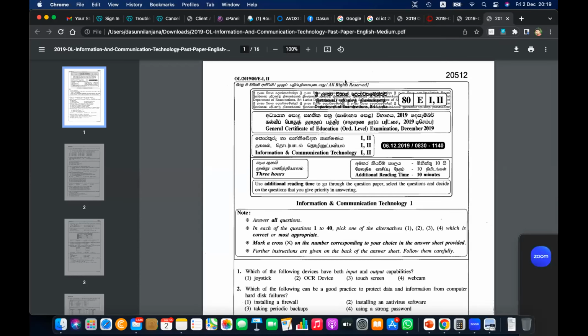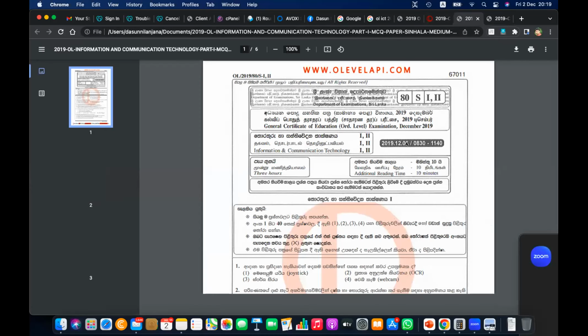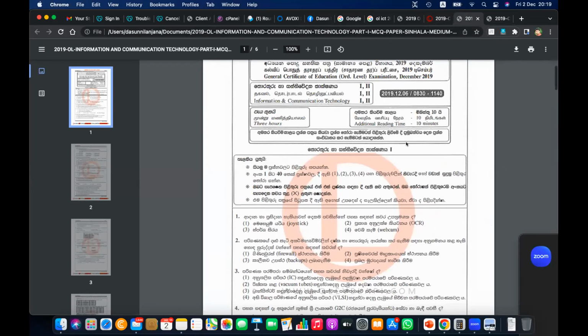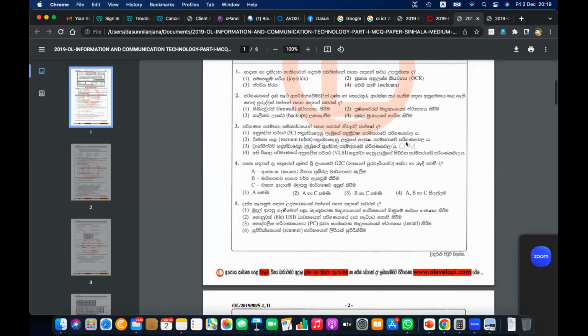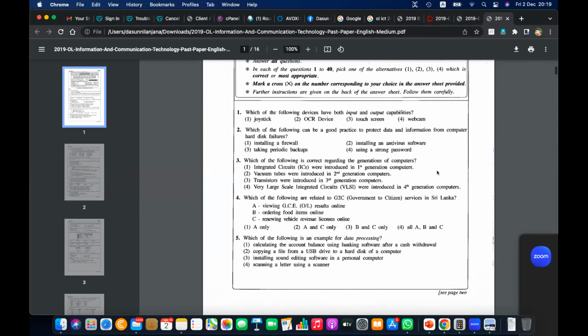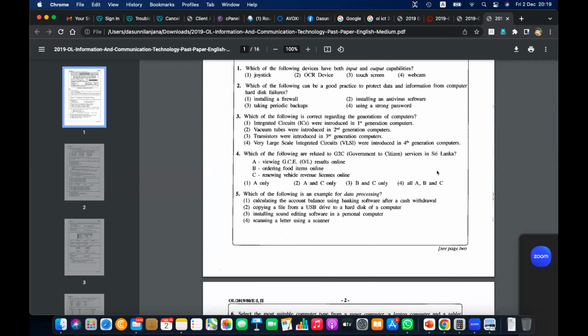Okay, so we are going to start with our first past paper. We have not discussed any past papers before, but we just discussed the sample paper, right? So this is the 2019 past paper, and we are looking into that. Sinhala medium, English medium, both papers are with me. So let's see how to answer these past paper questions.